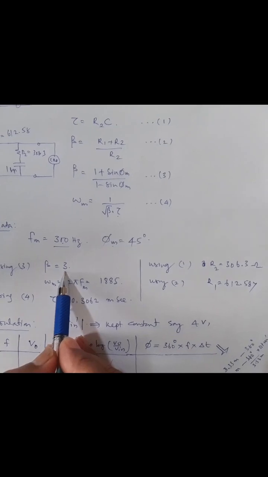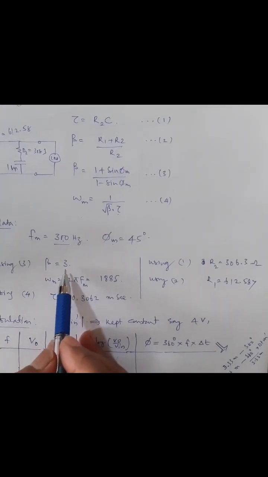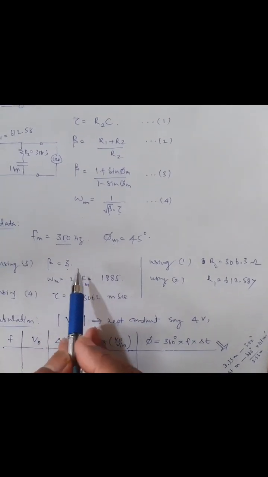Since you know phi m, using this equation 3, you will get the value of beta. It is 3, and it should be greater than 1. You can cross check your answer. At any cost, the beta value should not be less than 1.